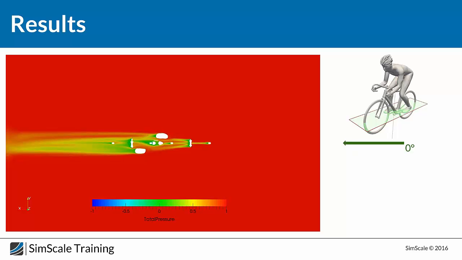Why? Because there is a large separation behind the tires, and the wake structure is really strong, and this will create a lot of drag force because of the difference of pressure between the front and the back of the tire, and we will see this better later in the next few slides.